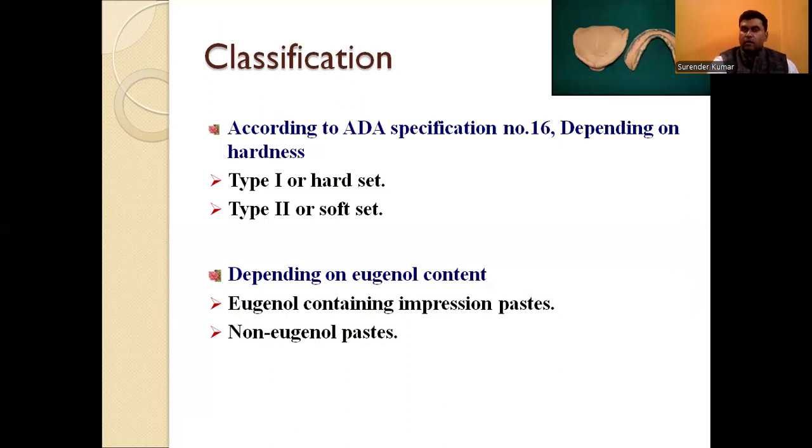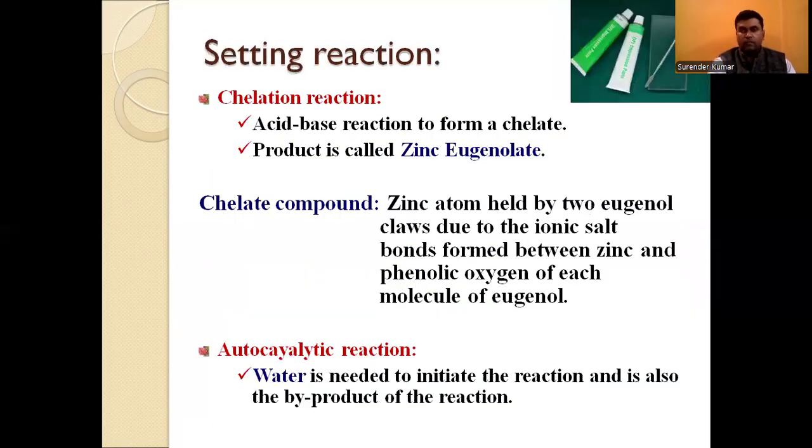Classification: according to specification number 16, they can be classified into hard set, type 1, type 2, and soft set. Depending on eugenol content also, they can be eugenol containing or non-eugenol containing pastes.